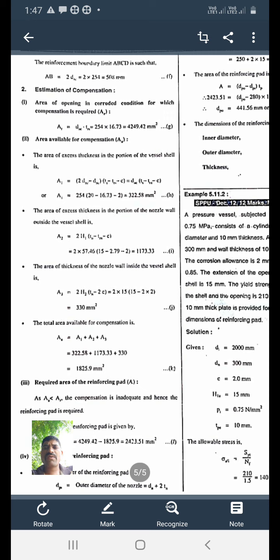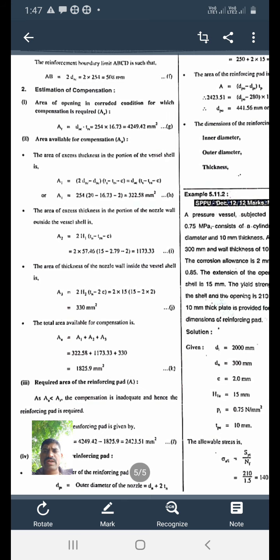Second is the area available for compensation. What area you have available? This area, we know the formula A1 is equal to DNC into TS minus TRS minus C. Okay, with the help of that formula you will get the 322.58 mm square.